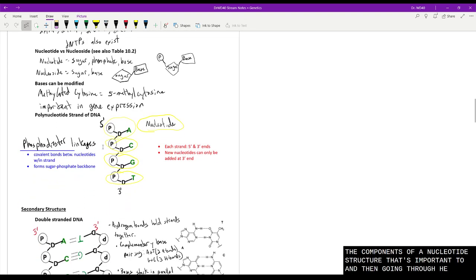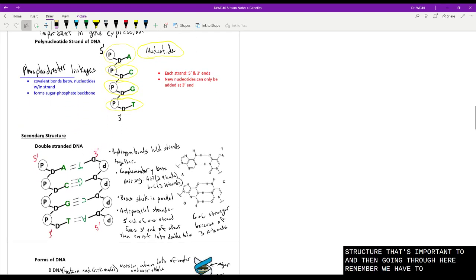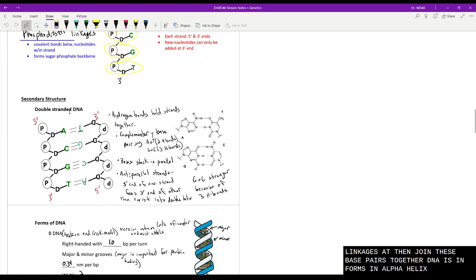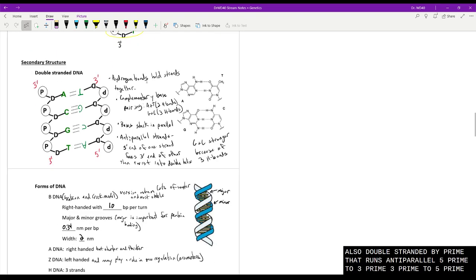And then going through here, remember we have phosphodiester linkages that join these nucleotides together. DNA forms an alpha helix, and it's also double-stranded, running antiparallel, 5' to 3', 3' to 5'. Remember, between a guanine and a cytosine, we have 3 hydrogen bonds. Between an adenine and a thymine, we have 2 hydrogen bonds. So if an area is very GC rich, that means it's stronger.